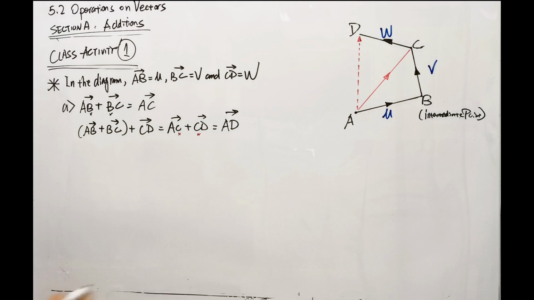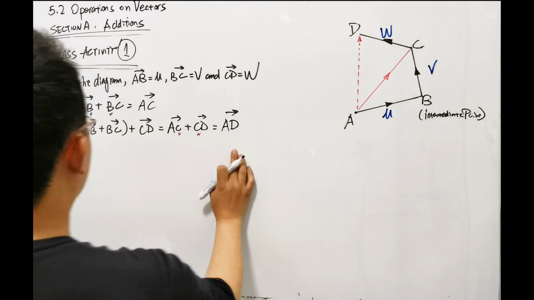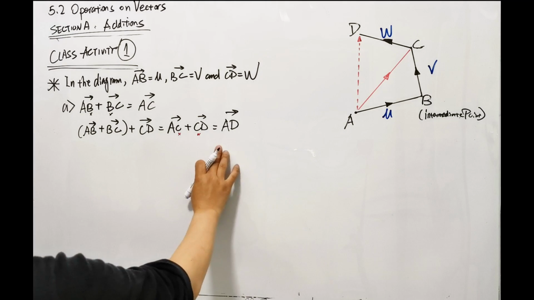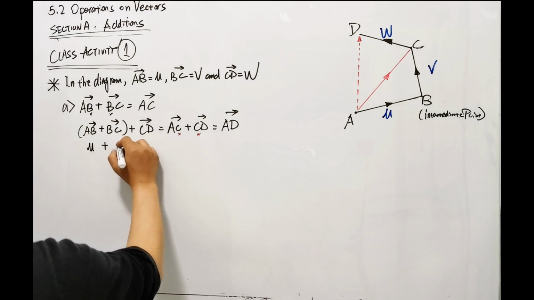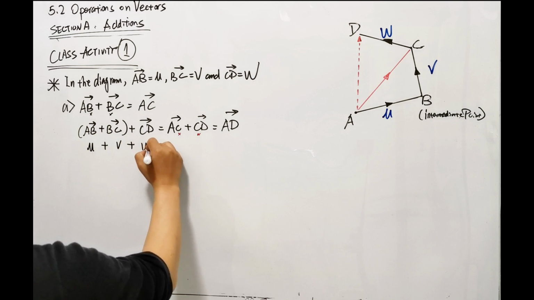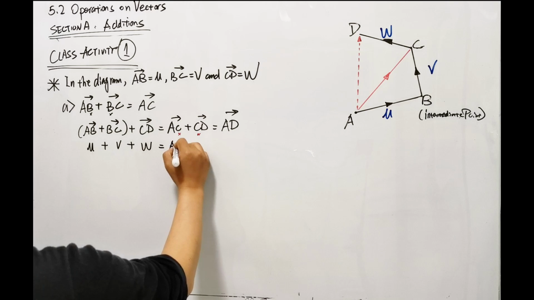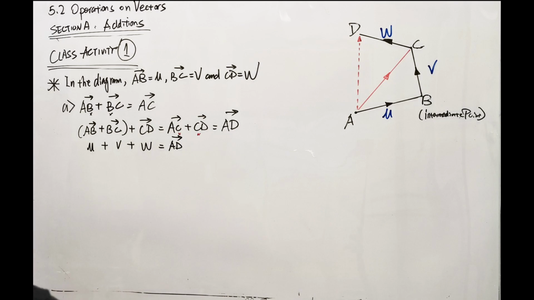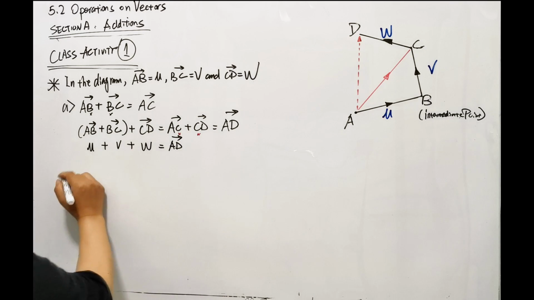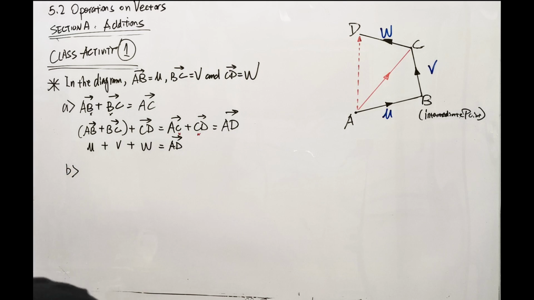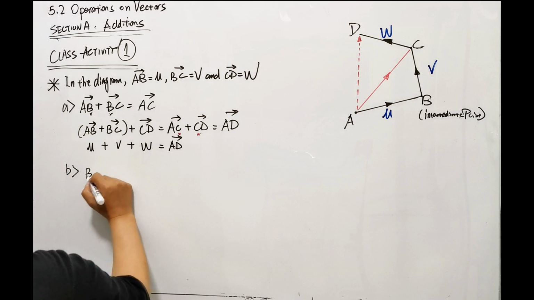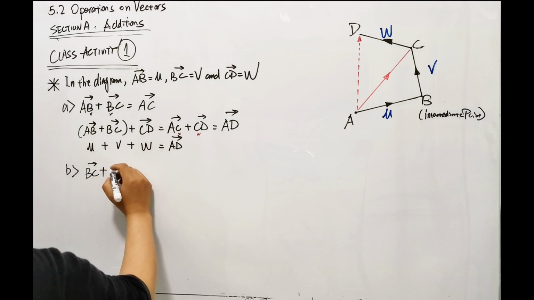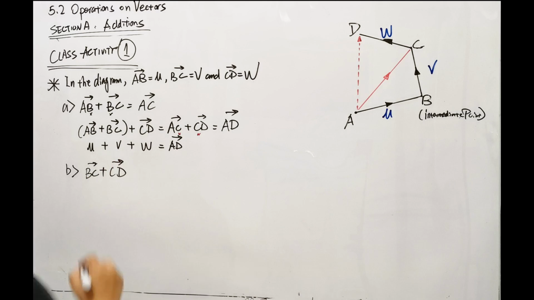So how do we express them together? Use this formula. So now we know that u plus v plus w equals AD, right? So that's simple. Now let's look at B. What are we going to find out in B? B is for BC plus CD.